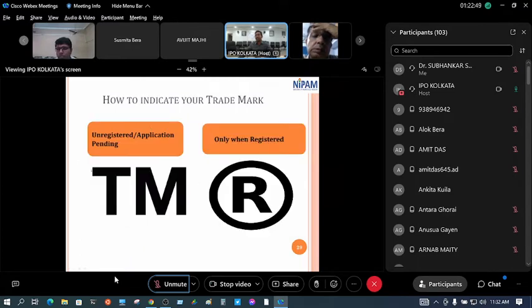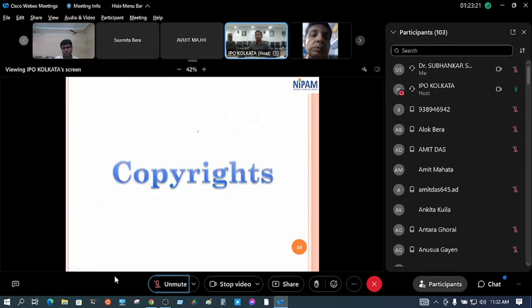You must have seen these two marks on various products you use in daily life, this TM mark and this R mark. So what is the difference between this TM and R mark? Both are related to trademark only. But the basic difference is that when we see a TM on a product, that means the trademark is either unregistered or the application is pending. And you will see this R in the circle mark only when the trademark is registered. So this is the basic difference. I hope you understand that. So this was all about trademarks.